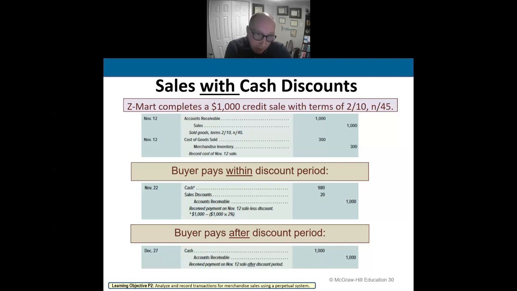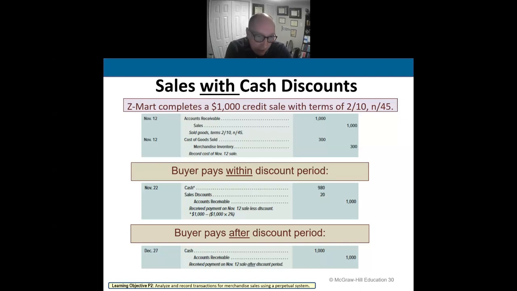So 10 days later, I receive a check for $980. Great. So I debit cash, $980. The difference is $20. $20 is 2% of the $1,000. So for the $20, I debit an account called sales discounts.